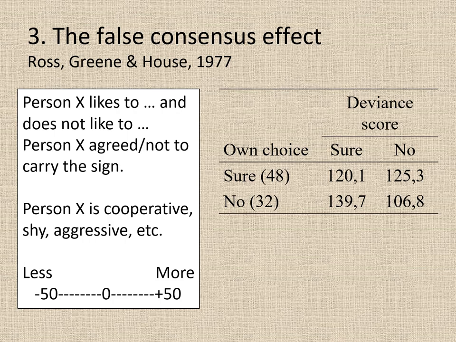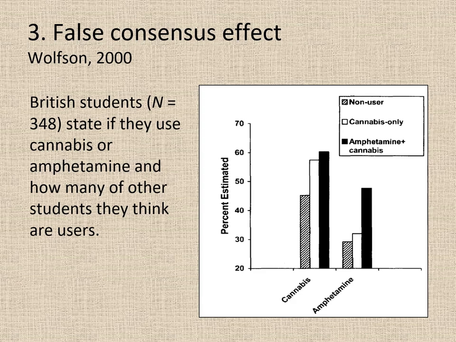A more recent study. British students are asked, do you use cannabis, do you use amphetamine, yes or no? In this case they found that everybody who used amphetamine also used cannabis. So this could be made into three groups: non-users, cannabis-only users, and amphetamine and cannabis users. Then they were asked, how many of the other students do you think use cannabis and amphetamine? And what do we see? Non-users predict it's less common among other students to use cannabis compared with cannabis and amphetamine users. And for amphetamine, those who don't use either and those who only use cannabis think it's less common to use amphetamine compared with those who actually use amphetamine.